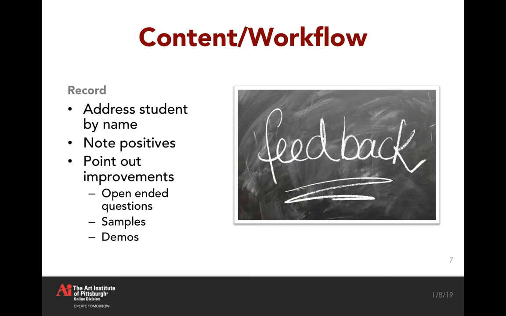Then point out 2 or 3 areas for improvement. Focus on the learning outcomes associated with the activity. If the student met the basic outcomes, then you can expand the discussion to include professional practice or other details, but you don't want to overwhelm them with too much at once. While it's often helpful to provide clear direction by sharing samples or even a demonstration in your video feedback, don't forget to look for opportunities to ask open-ended questions to encourage critical thinking. We don't want students to just follow along. We want them to think about what they're doing.